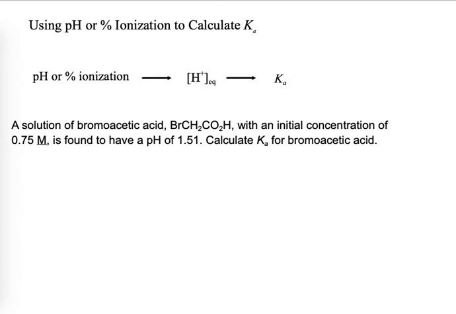So a solution of bromoacetic acid, for which the initial concentration is given, has a pH of 1.51. Calculate Ka. Well, I'm going to abbreviate bromoacetic acid as HA. Here's an equation to represent the ionization. I know my initial concentration is 0.75 moles per liter.